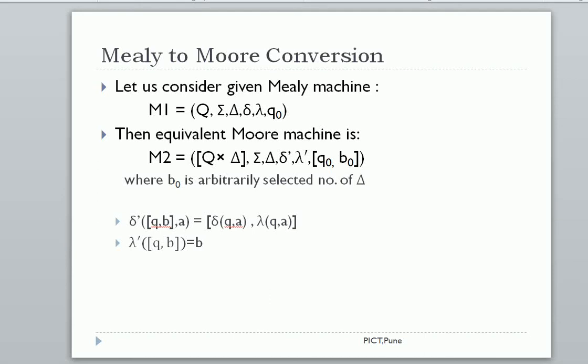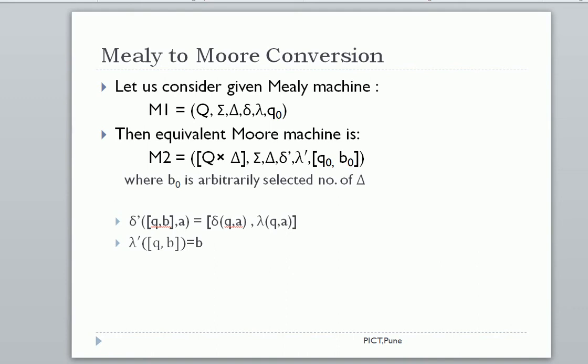Now we'll see the conversion of Mealy machine to Moore machine. If I have a Mealy machine, then how do I get the Moore machine? As we know, in the Mealy machine, output is associated with both the input as well as the state, whereas in the Moore machine, output is associated with only the state. So we want to know what is the output associated with each state.